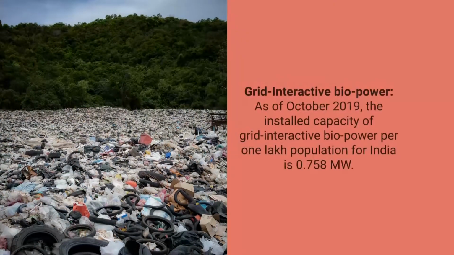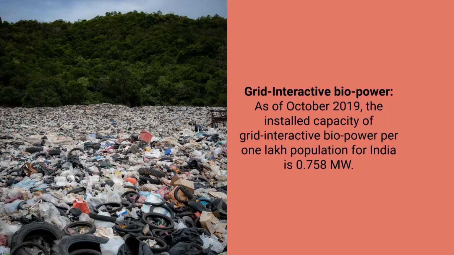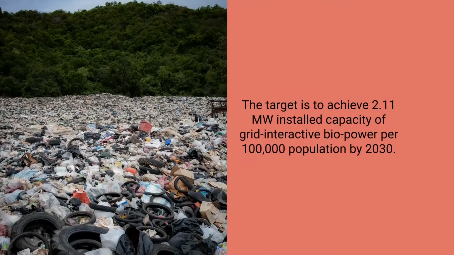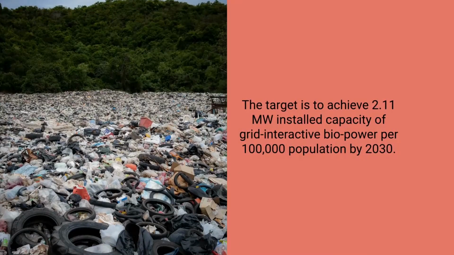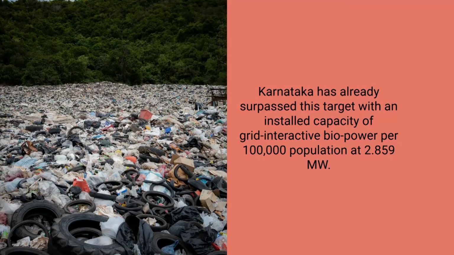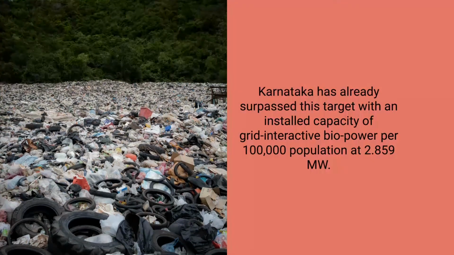We have grid interactive biopower. As of October 2019, the installed capacity of grid interactive biopower per 1 lakh population for India is 0.758 megawatt. Our target is to achieve 2.11 megawatt installed capacity of grid interactive biopower per 100,000 population by 2030. Karnataka has already surpassed this target with an installed capacity of grid interactive biopower per 100,000 population at 2.859 megawatt.